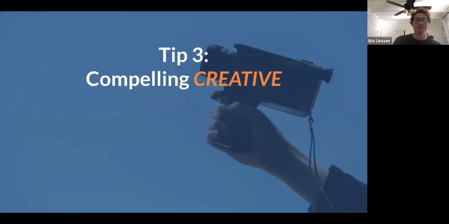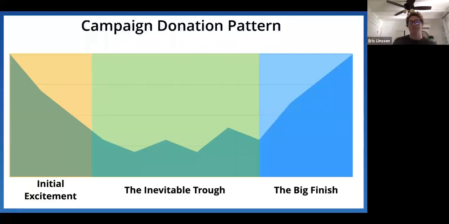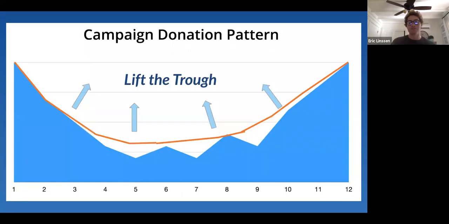So tip 3 is compelling creative. So I'm sure you guys are familiar with this. It's just a normal campaign donation pattern. So for year end, for example, it starts out with a spike when we launch the campaign, and then slowly goes into this like trough, and then it spikes again towards the end, that final push. So initial excitement, inevitable trough, big finish. And what we want to do when we're running a campaign is be able to lift this middle trough.